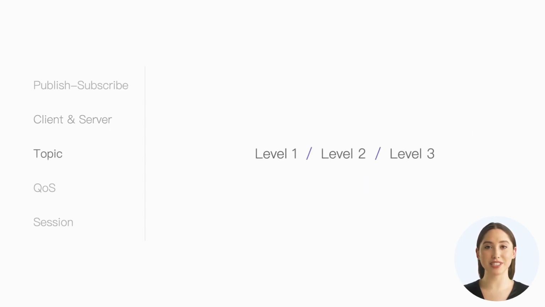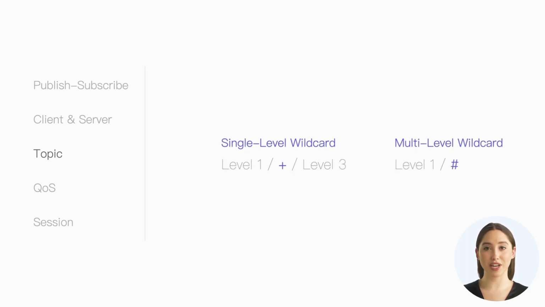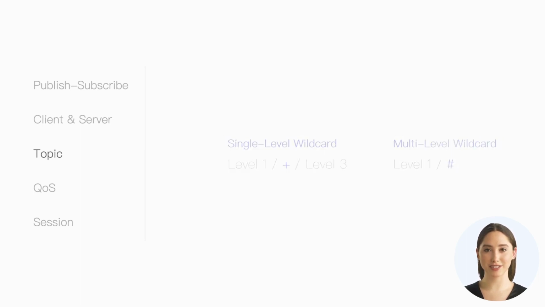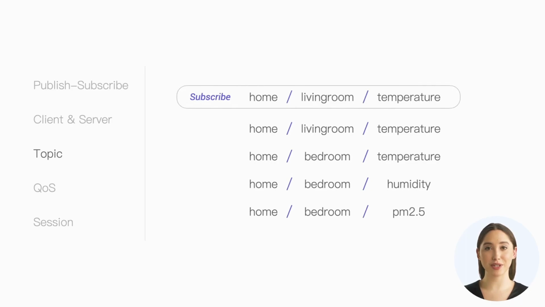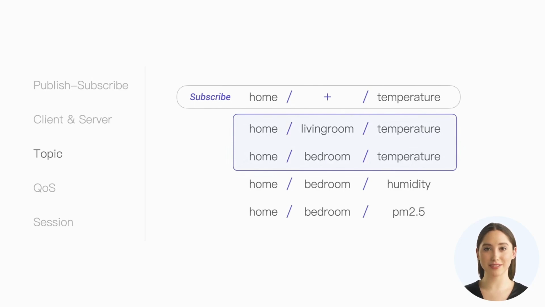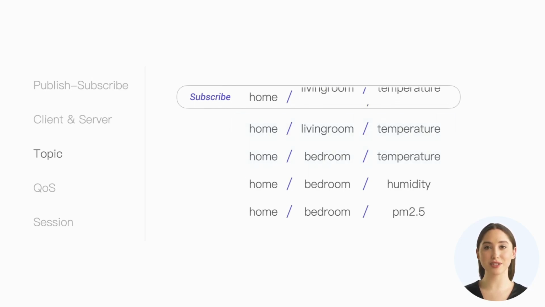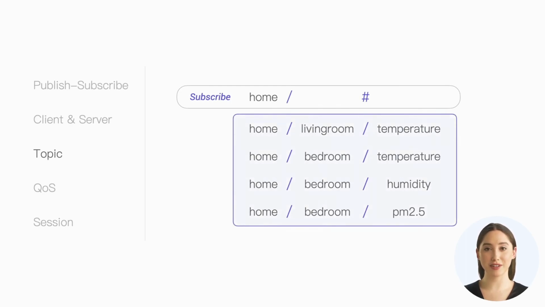MQTT topics are usually composed of multiple levels separated by slashes, somewhat resembling file paths. MQTT provides two types of topic wildcards: a single-level wildcard represented by a plus sign, and a multi-level wildcard represented by a hashtag. If we want to subscribe to multiple topics with a similar structure at once, we can replace the corresponding topic levels with wildcards. For example, if we replace the content of the room level with the plus sign, we will subscribe to temperature messages from all rooms. Alternatively, if we replace all subsequent topic levels, including the room level, with a hashtag, we will subscribe to all sensor messages from all rooms.